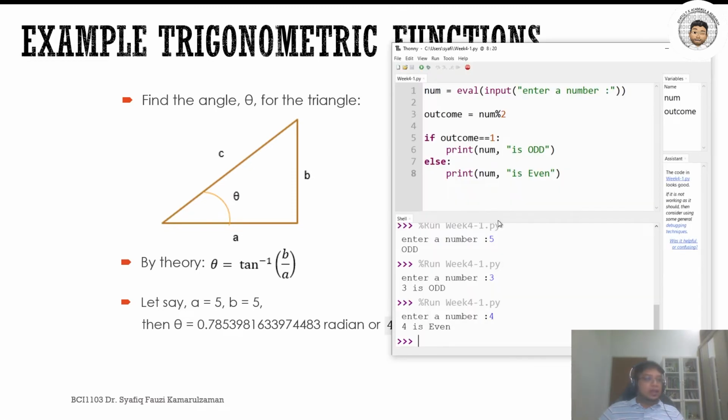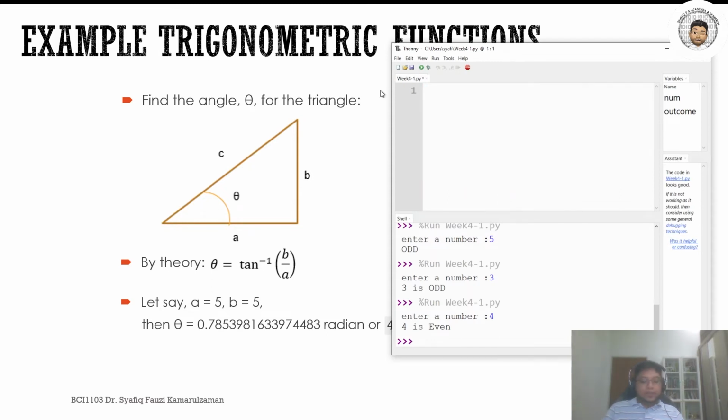So let's try and refer back. You need to put in the module first: import math. So here you have theta is equal to... let's say we put input. A is equal to eval, input, "enter side A". B is equal to eval, input, "enter side B". And then you get theta.